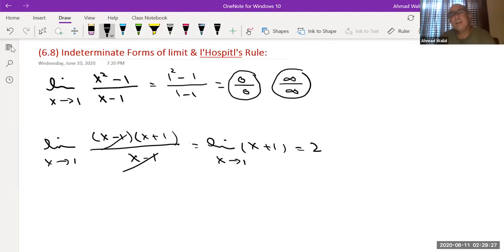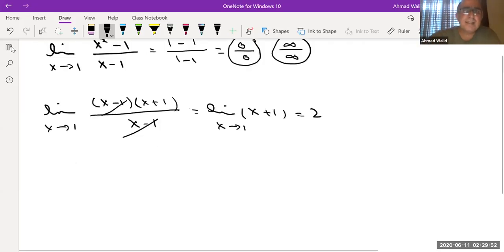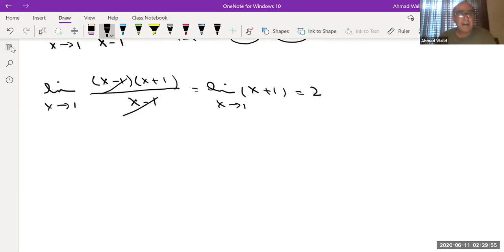Remember, the first or second day of calculus, your professor explained that when you cancel a factor, it means your function has a hole. If you cannot cancel a factor, it means your function has a vertical asymptote. It's discontinuous and it has a vertical asymptote. But anyway, one of the methods was that if you can factor, remove the discontinuity, and after that plug in the limit.